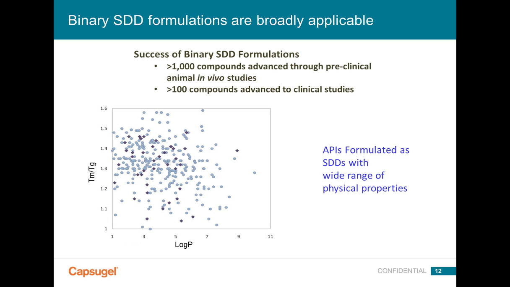Over the past 2 decades, we've had great success at Capsugel Bend, formulating over 1,000 compounds as spray-dried dispersions. The APIs that we've formulated have a wide range of physical properties, and that's shown here on this plot of Tm divided by Tg versus log P. In these systems, we use only the drug and choose 1 dispersion polymer, so that's only 2 components. For the vast majority of compounds, we've been able to keep these formulations very simple, making what we would call a binary SDD.